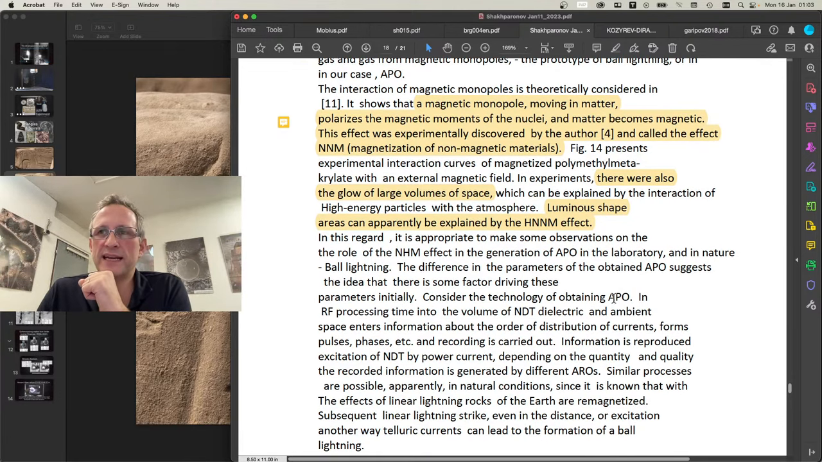Consider the technology of obtaining an exotic vacuum object. In RF processing time into the volume of NDT dielectric, ambient space enters information about the order of distribution of currents, forms pulses, phases, etc., and recording is carried out. Information is reproduced in the excited state of the Mobius strip by the power current, depending on the quantity and quality of the recorded information that is expressed by the different exotic vacuum objects.